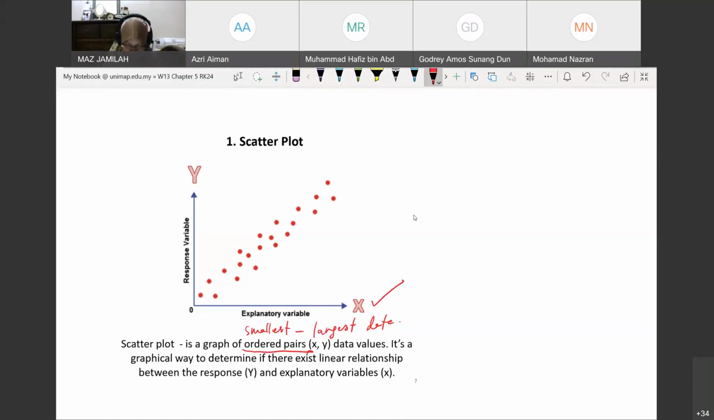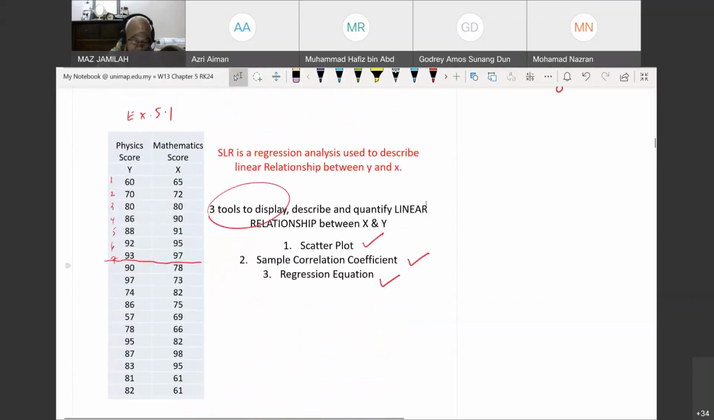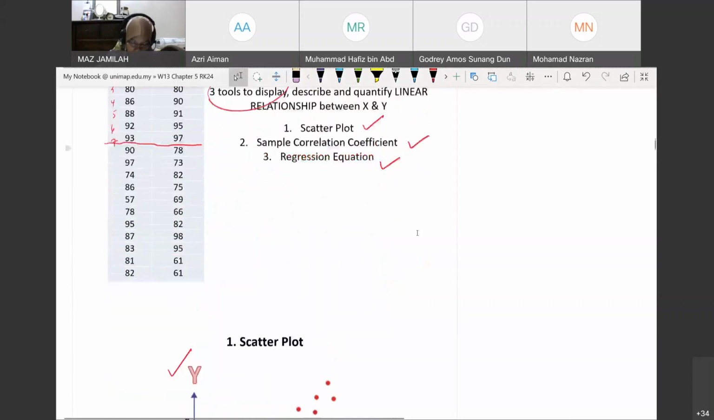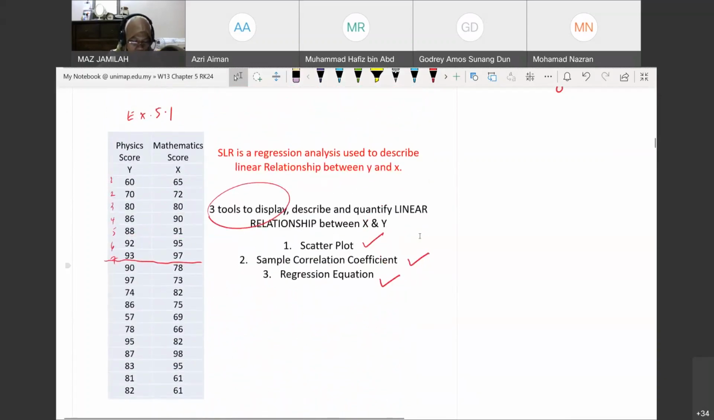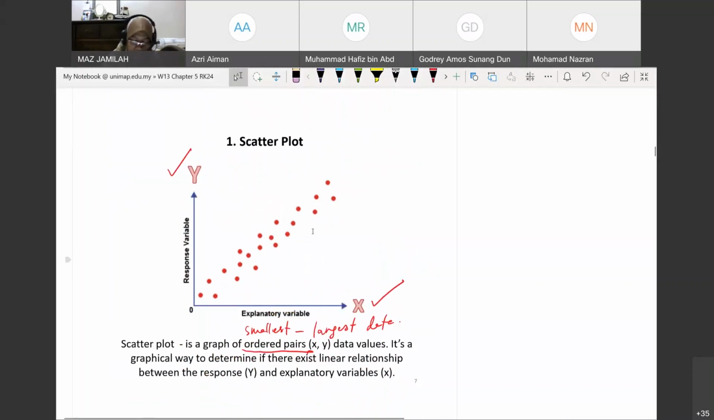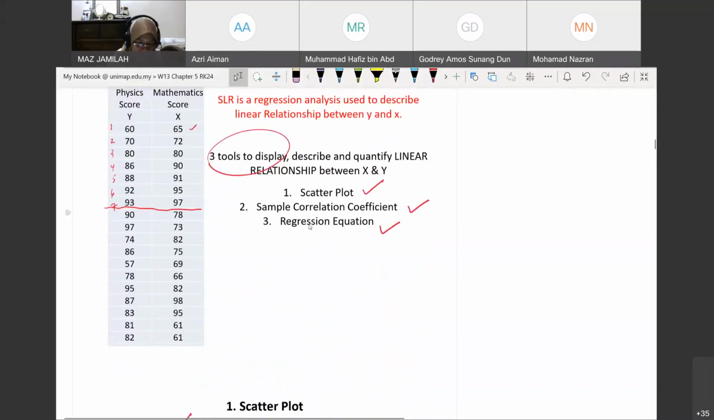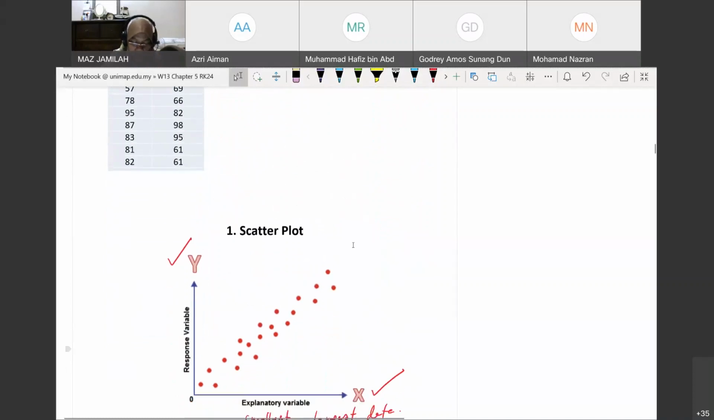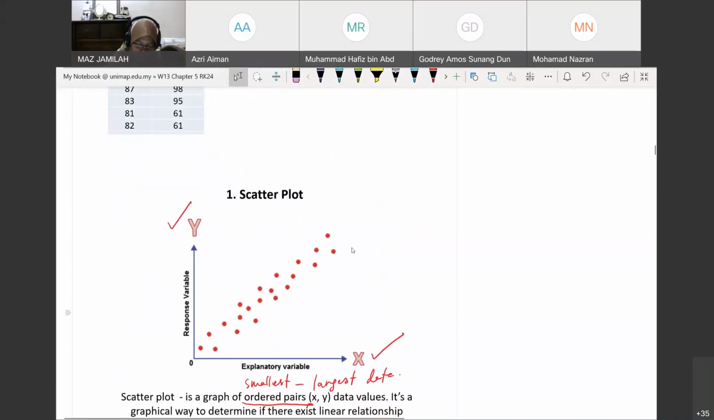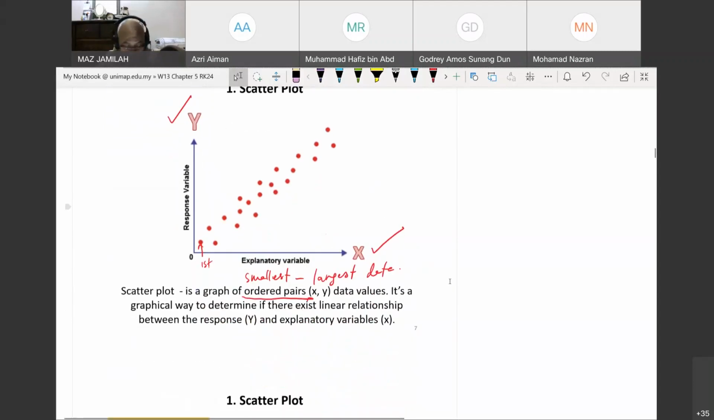This is your independent variable, this is your dependent variable, and your data from the given table will be plotted in your scatter plot. So we move from the smallest data value. In this case, coincidentally, it will be your first data value, 60 and 65, and you are going to continue until your last data. So for example, you are talking about 65 and 60. For example, this could be your first data point. We are going to see this afterwards.